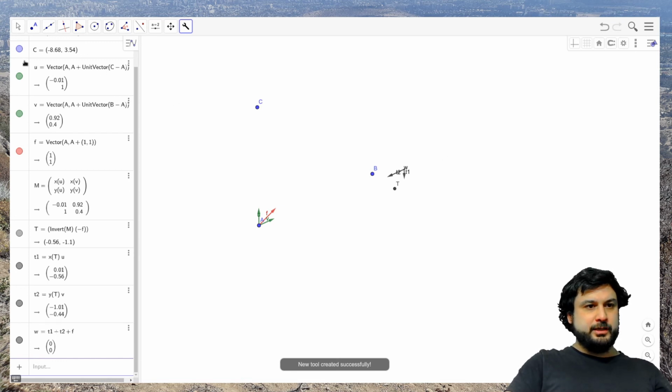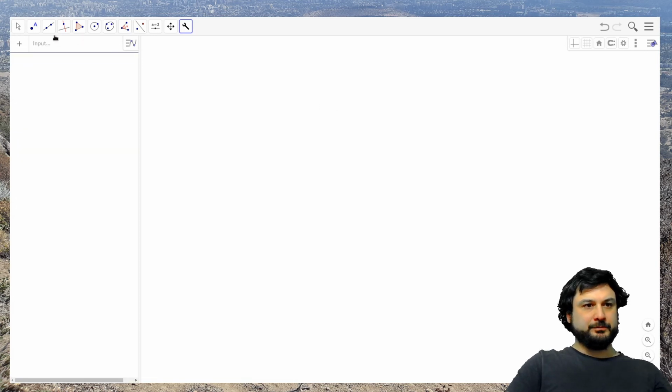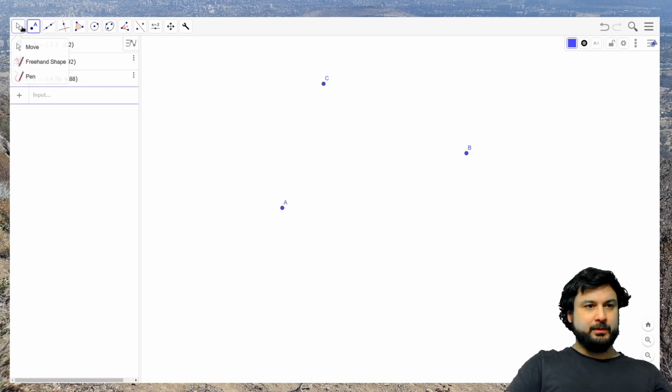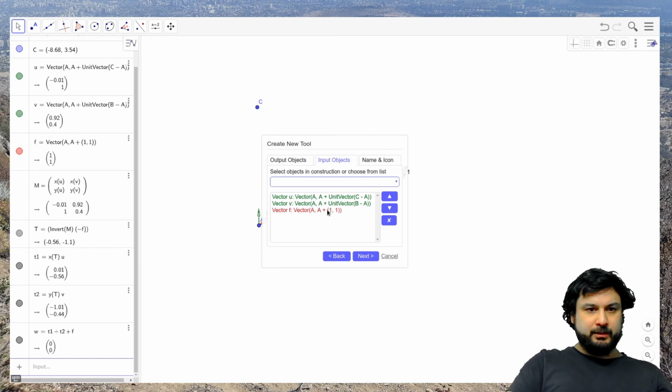So we can start again. I'll select all objects, erase everything, and start over. So point A, B, and C, and define some vectors. So I'll define the unit vector, vector starting from A, and finally the force.